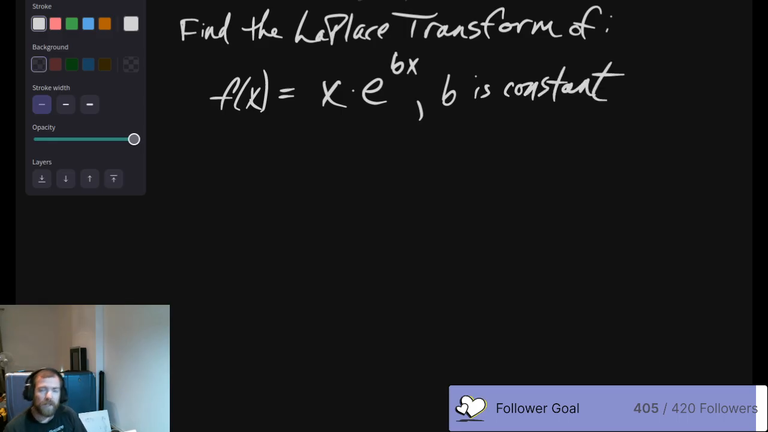Somewhat implied by the statement itself, f of x is equal to a function of x. Since b is not part of the function, called parameters, it's going to be a constant. So if we're going to find Laplace transforms of any particular function, it's helpful to remember what a Laplace transform was.